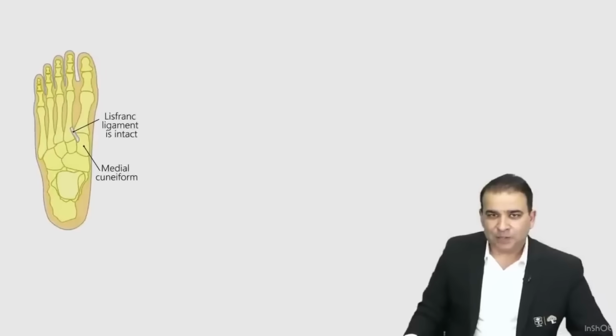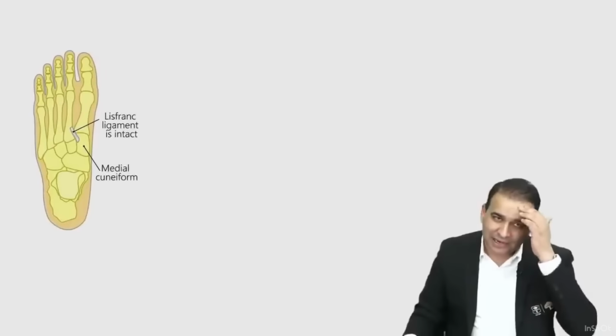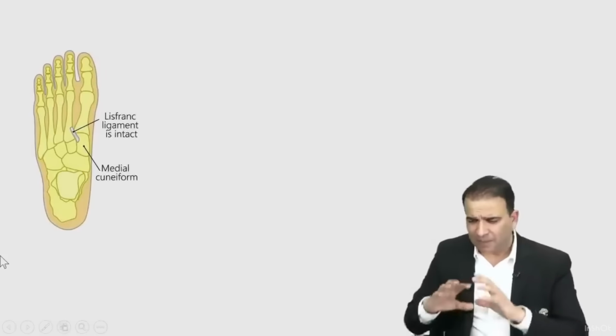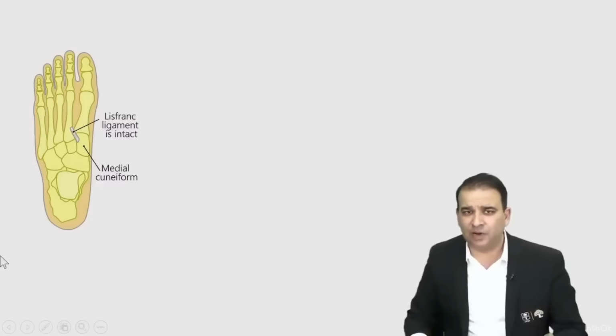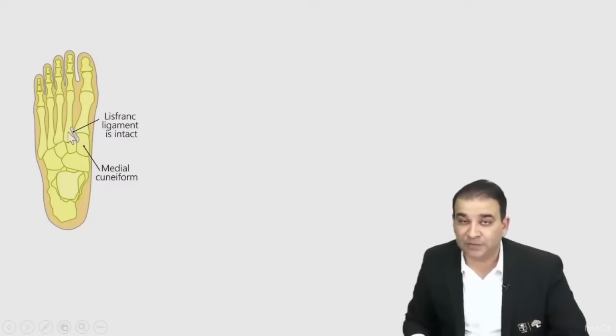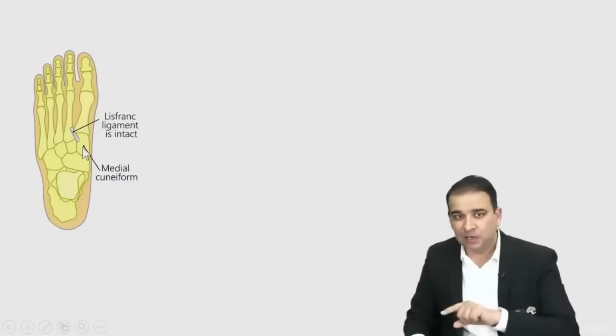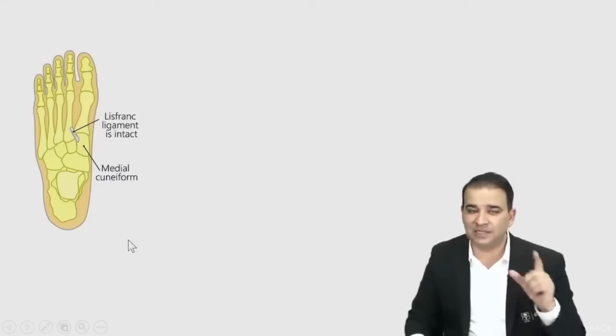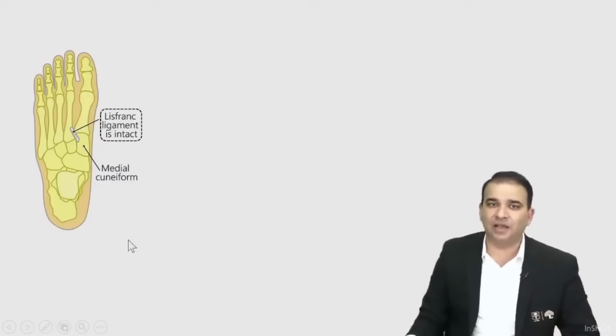Okay. The next one, guys, which is again one of the questions asked here, is the ligament, a complete ligament complex called the Lisfranc ligament complex, but there is a ligament which is basically holding the medial cuneiform to the base of the second metatarsal, guys. Medial cuneiform to the base of the second metatarsal, that is the Lisfranc ligament here. And this Lisfranc ligament can get injured.